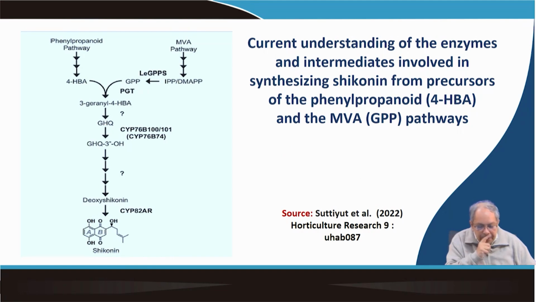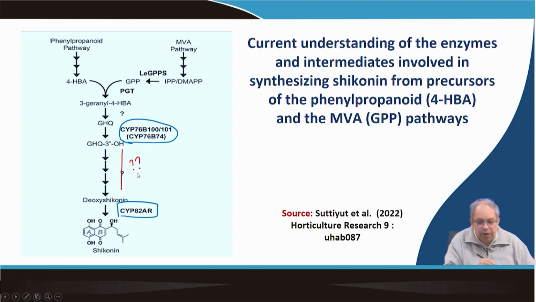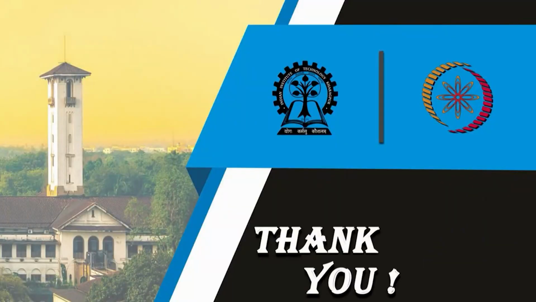So, with this I end the class. In a nutshell, one cytochrome P450 has been characterized, and there may be a step from deoxyshikonin to shikonin. Here is another cytochrome P450, which is only partially characterized, and what you need to know are basically the details of this. Then only it will be possible to make more shikonin as we desire in Lithospermum erythrorhizon, and it will take years to come before we are able to achieve this.